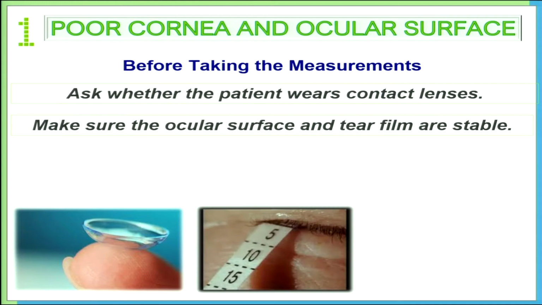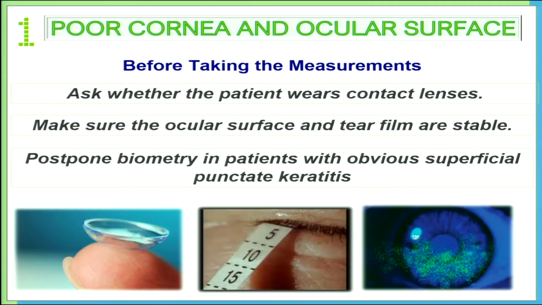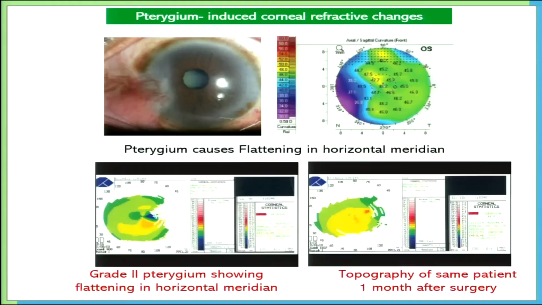Make sure that the ocular surface and tear film disorders, as well as punctate keratitis and other dry eye diseases, are treated well before biometry and the surgery. Even a 1 diopter error in the measurement can cause a 1 diopter error in the refraction post-operatively.